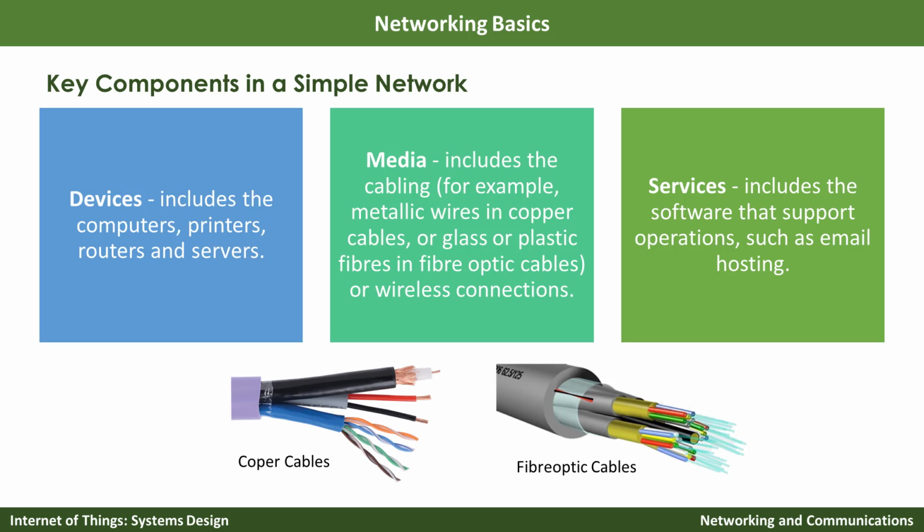There are three key components in a simple network: devices, media, and services. Devices are basically computers, printers, routers, servers, and any other IoT device. Medium is the cabling. It could be copper cables, fiber optic, or even wireless communication without cables. And then the services are the software that supports operations such as email hosting, video streaming, or any other service.